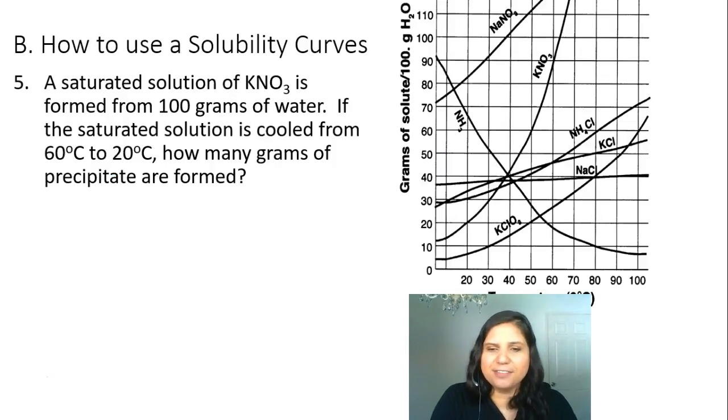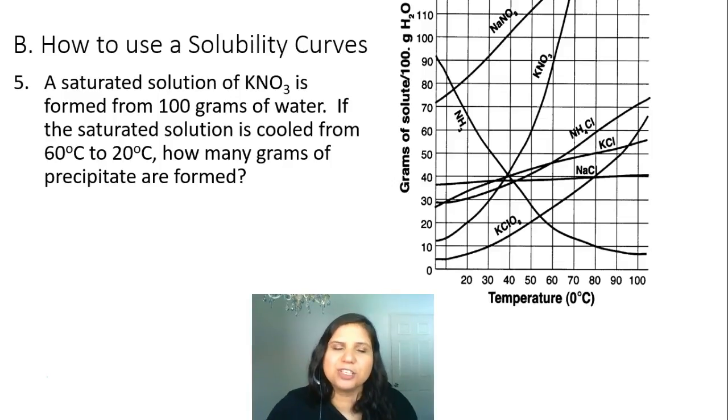All right, number 5. A saturated solution of potassium nitrate is formed from 100 grams of water. If the saturated solution is cooled from 60 degrees to 20 degrees, how many grams of precipitate are formed? Okay, so we're stating that as it cools, it doesn't form a supersaturated solution. Instead, they precipitate out. So just treat this carefully.